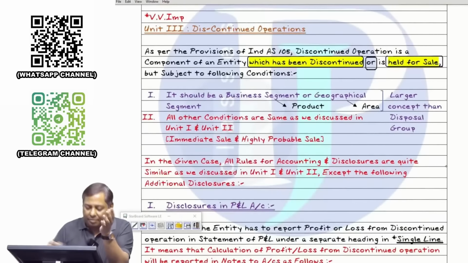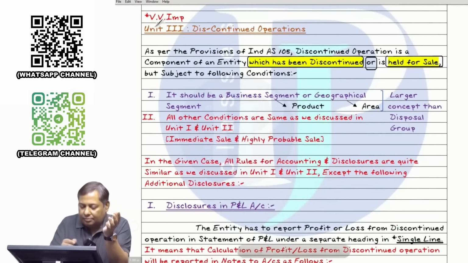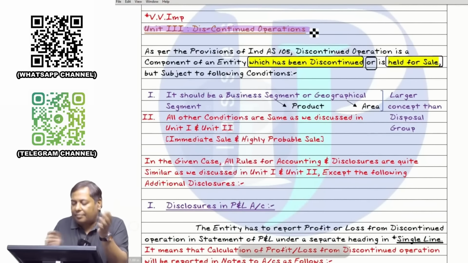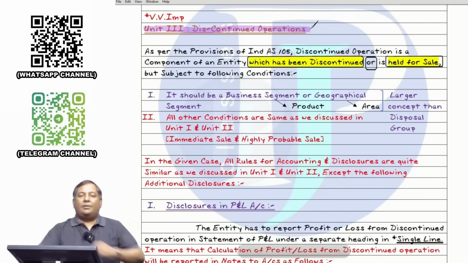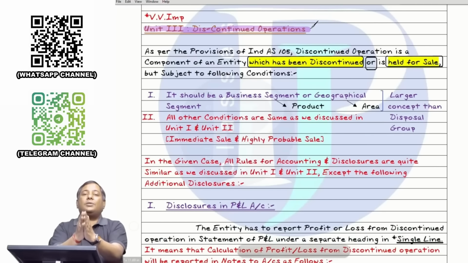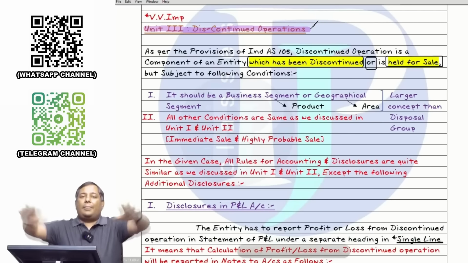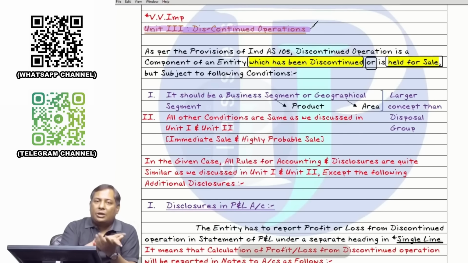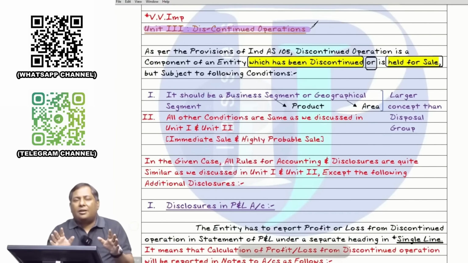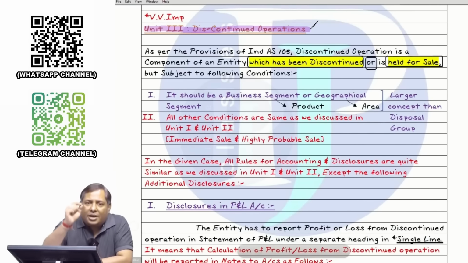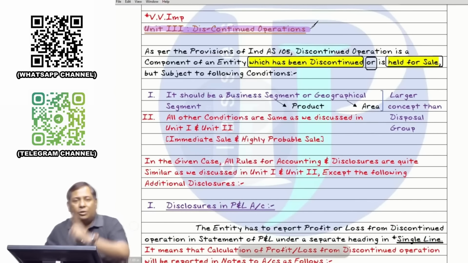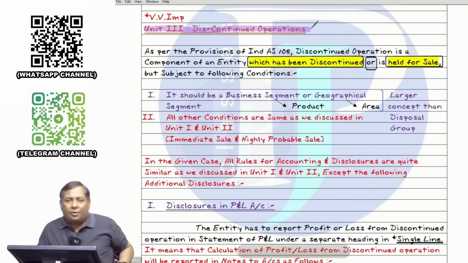Now I am on unit number 3. What is the third unit? This is about discontinued operations. Discontinued operations come under the purview of the disposal group. This is largely related to it. What you did in the disposal group, you have to do the same thing. There is nothing new to do. Just keep in mind that this is a broader concept compared to that. How? We will see. A segment ends in a discontinued operation. It may be a business or a geographical segment.